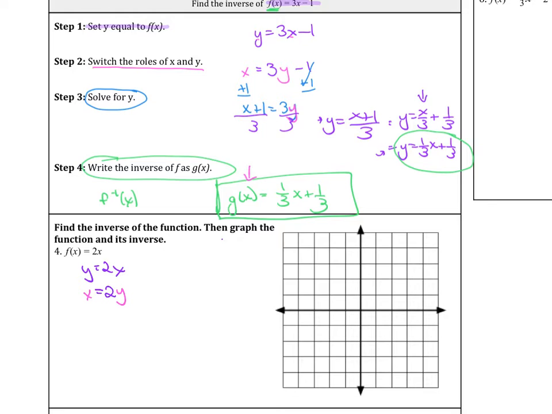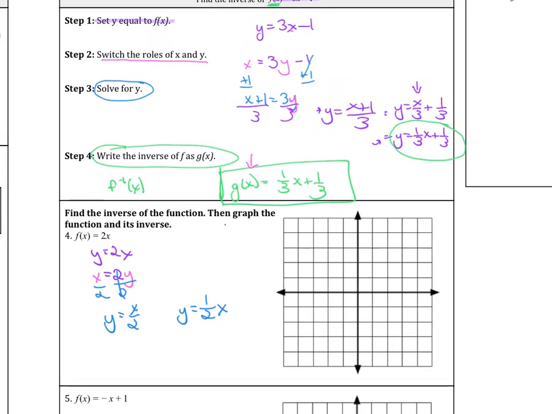Then we want to solve for y, so isolate that y, so divide by 2. So you get y equals x over 2, or let's write it in a different form. y equals 1/2 x. And the very last thing, let's make it g of x equals 1/2 of x. So this is our inverse function. So now let's graph both.